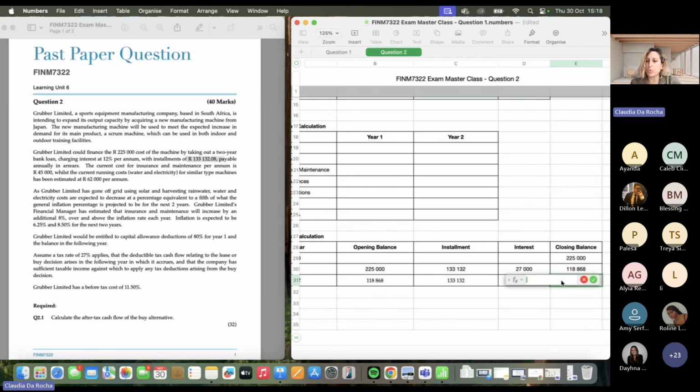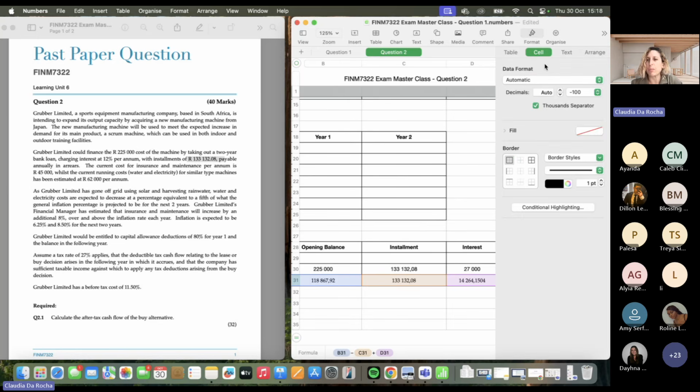Okay, and then for the last one, we do the same calculation. We take the opening balance plus the interest, which gives us the closing. And obviously that 16 comes from that 0.8, which I hadn't included. Which then gives us 0, basically, if I round this up.